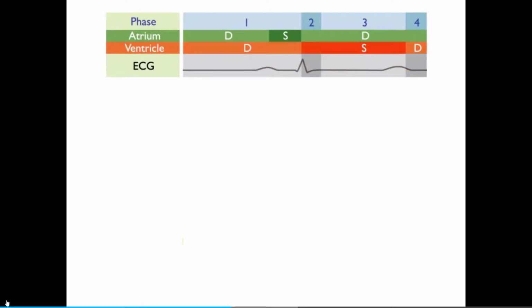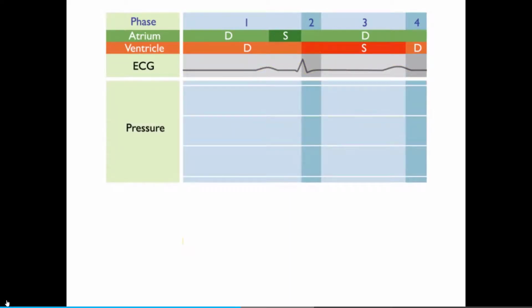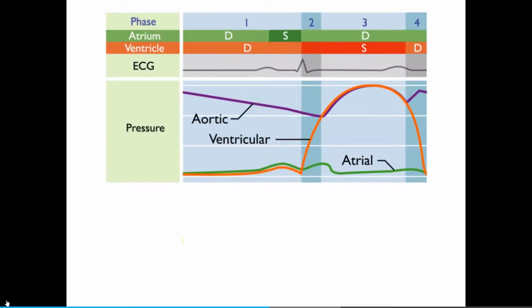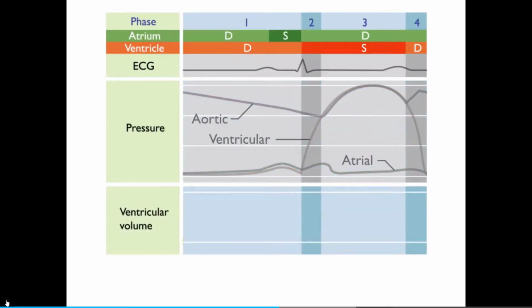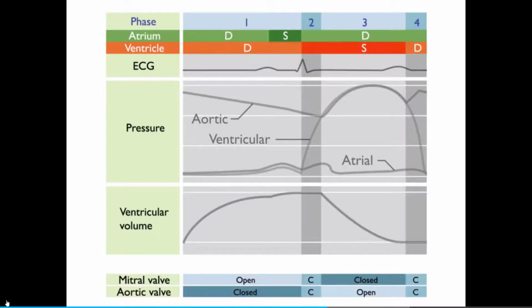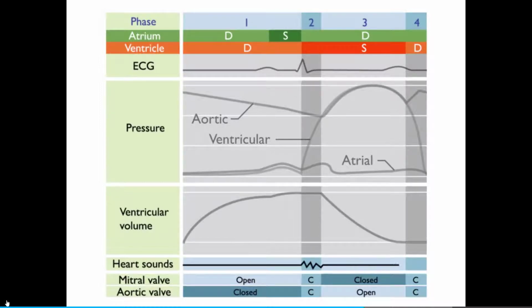As the heart contracts and relaxes, changes in pressure occur within the chambers. These graphs allow us to see the pressure changes in the atria, ventricles, and aorta. By graphing the volume of blood in the ventricle, we can see when the ventricle fills with blood and the volume increases, and when blood is pumped out of the ventricle and the volume decreases. The valves of the heart open and close, which ensures that blood can only flow in one direction through the heart. The sounds of the heartbeat are caused by the closing of the AV valves and semilunar valves.